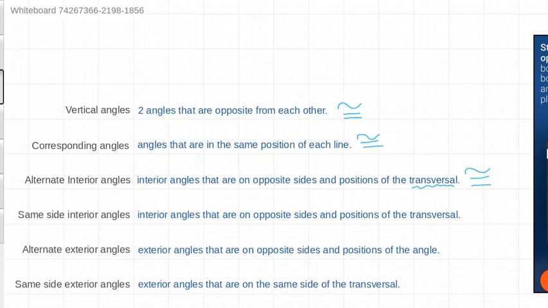Same-side interior angles are interior angles that are on the same side of the transversal. These are supplementary and they are equal to 180 degrees. Alternate exterior angles are exterior angles that are on opposite sides and positions of the transversal. They are congruent. And same-side exterior angles are exterior angles that are on the same side of the transversal. These are supplementary and equal to 180 degrees.